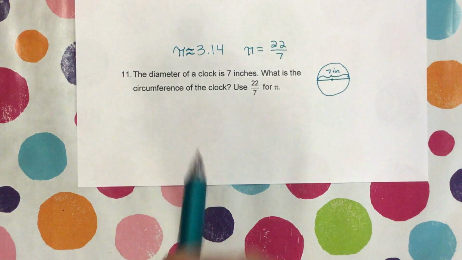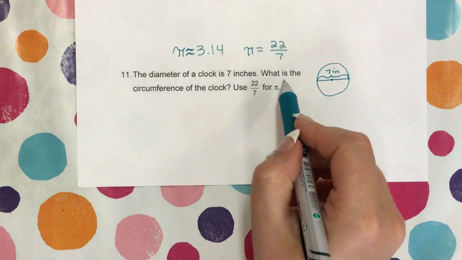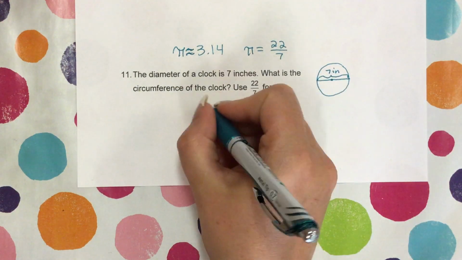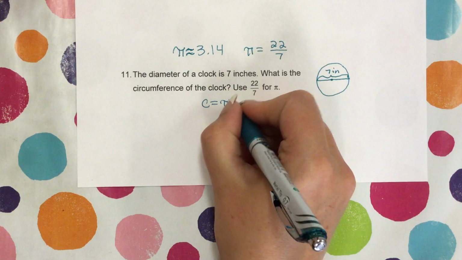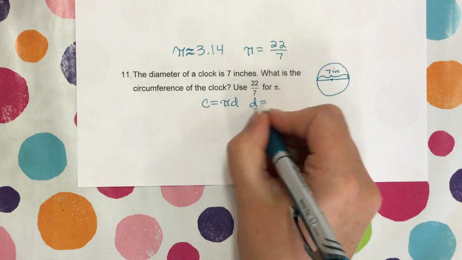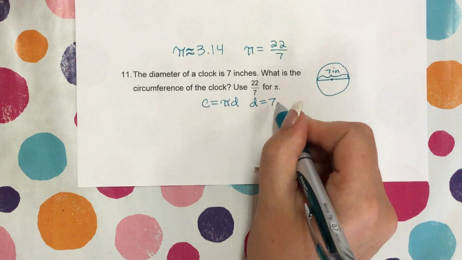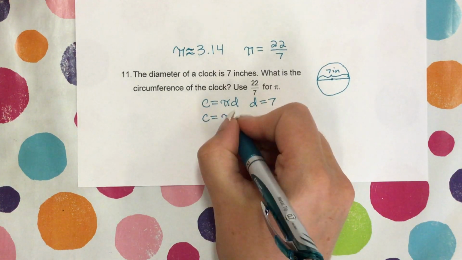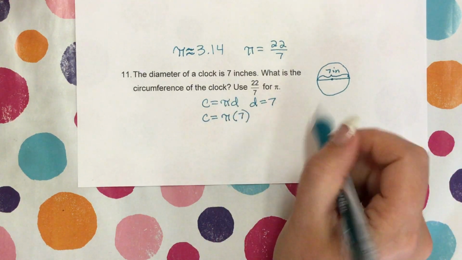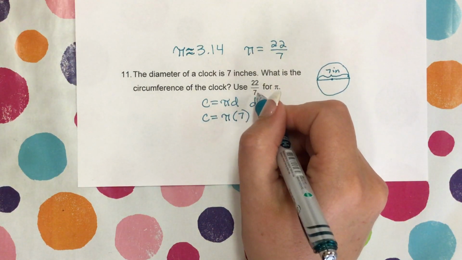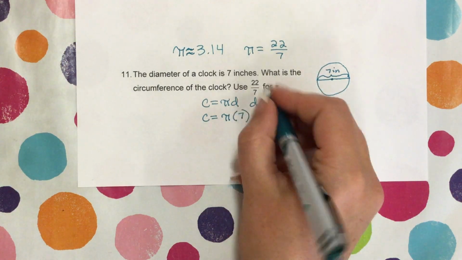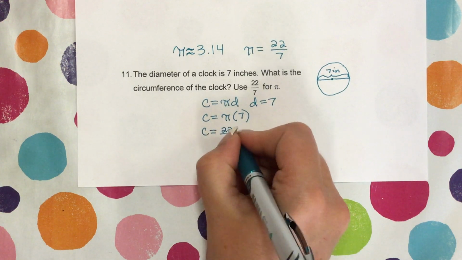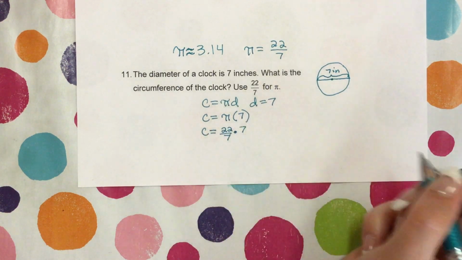So we're going to find the circumference of the clock. The diameter of the clock is 7 inches. What is the circumference of the clock? Since we have the diameter, we're going to use the formula C equals pi d. And d, our variable for the diameter, is 7 inches. So we're going to substitute that in for d, and we end up with C equals pi times 7. Now I'm going to substitute the 22 over 7 for pi, in fractional form. What I end up with is C equals 22 over 7 times 7.